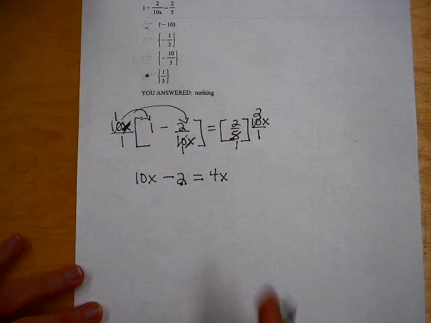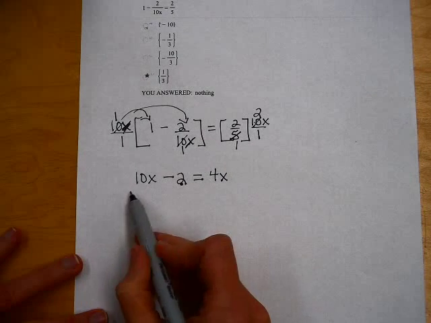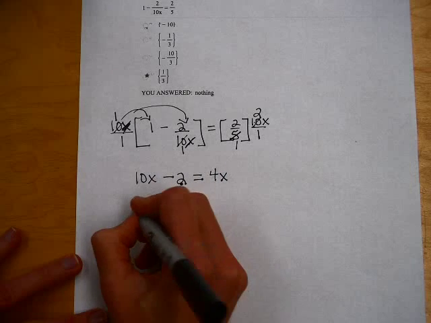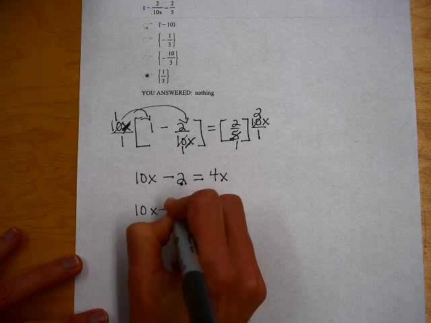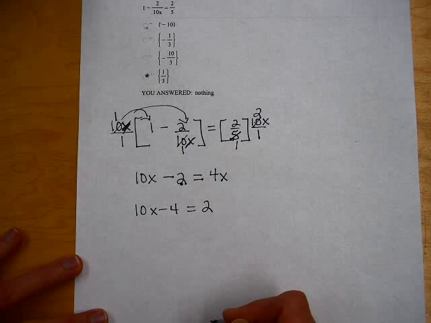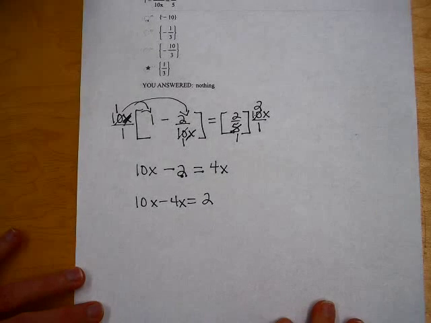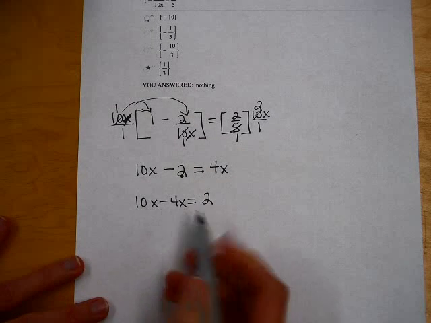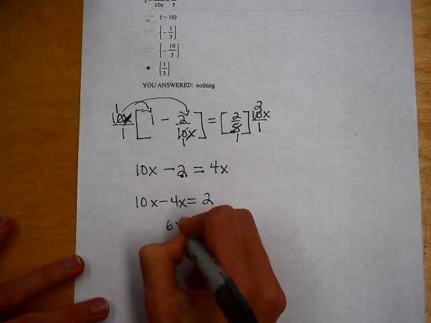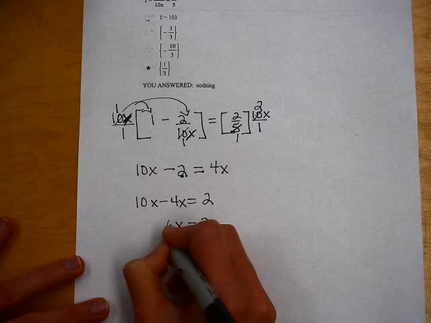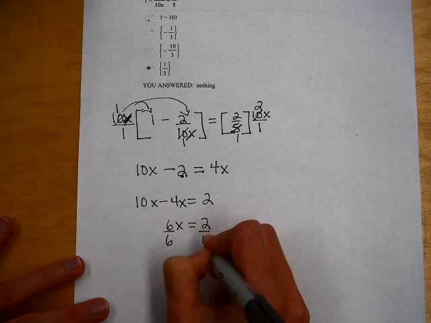Okay, so the rest of it is just solving the equation, using your steps to solve an equation. So I'm going to subtract 4x on this side, and this negative 2 will be positive 2 here. Okay, so I have 10x minus 4x equals 2. 10x minus 4x is 6x equals 2. I divide both sides by 6.